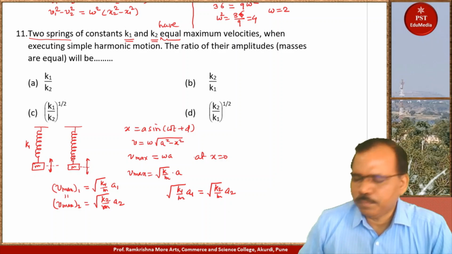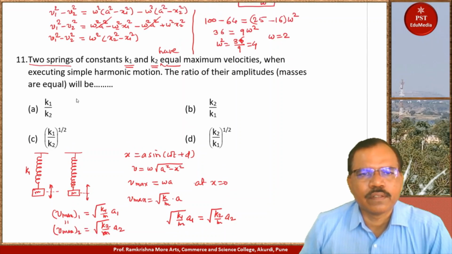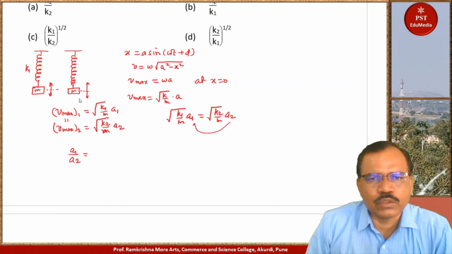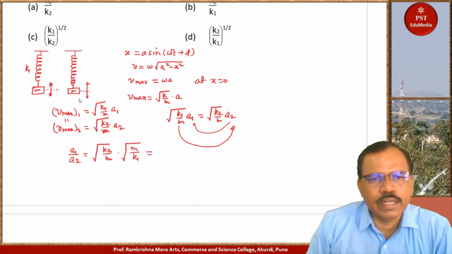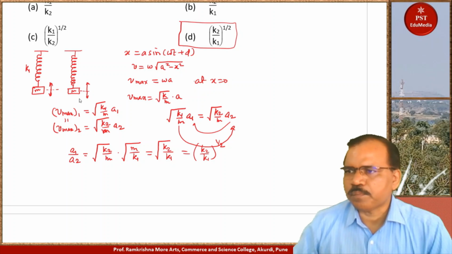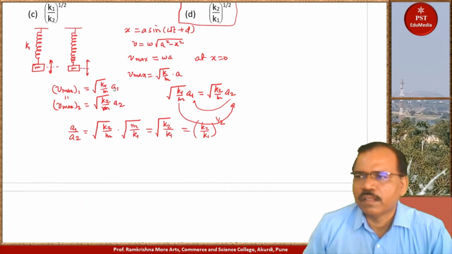So what is A1 upon A2? A1 upon A2 is equal to, since A2 is taken here, we take this here, root of K2 upon M multiplied by M upon K1. So we get root of K2 upon K1, means K2 upon K1 raised to 1 half. So the last option, D, is correct. Now we'll go to the next one.